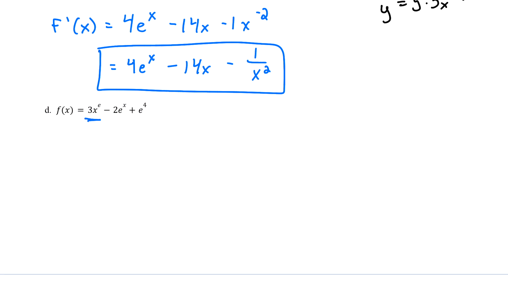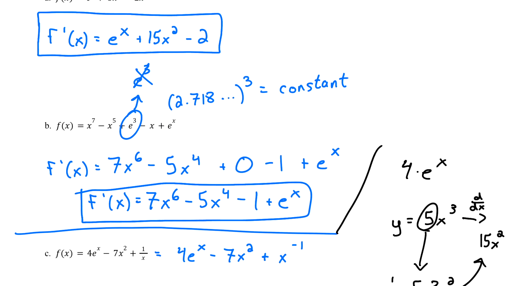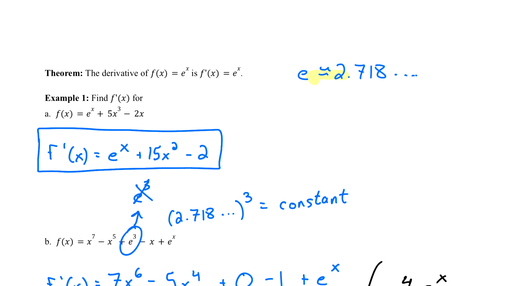It says 3 times x to the e power. We're used to seeing something like 3 times e to the x power. You kind of know what that looks like. We just talked about an example like that right before this. 3 times x to the e, remember though, hey, e, that's just a constant, 2.718.